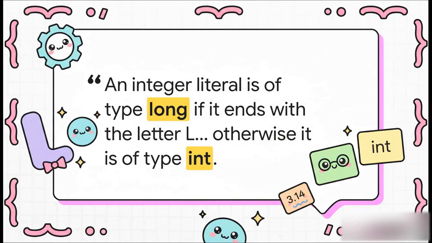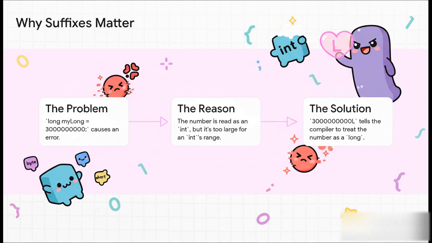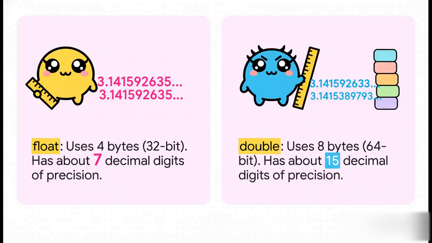See? The compiler makes assumptions. It thinks any whole number is an int unless you tell it otherwise. That's why you need suffixes like L or F. It stops big numbers from causing errors right away. So it's a trade-off, right? You either save some memory with float or get way more precision with double.